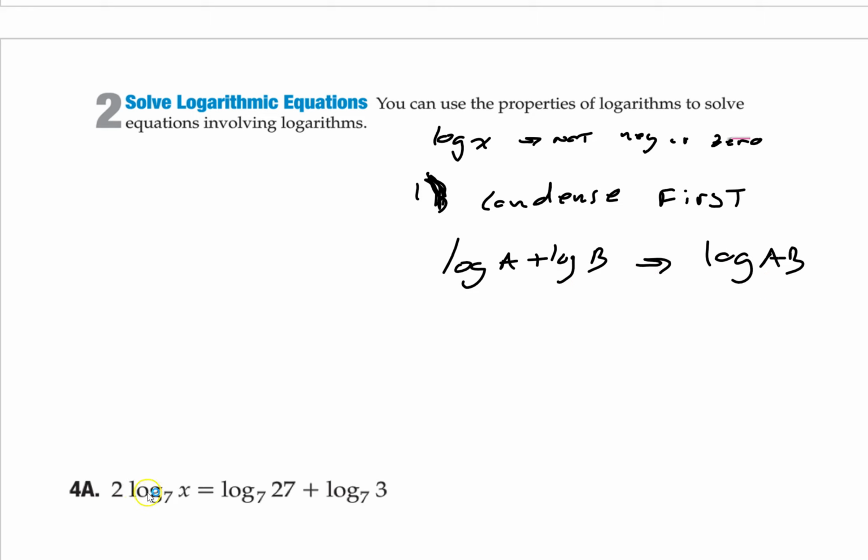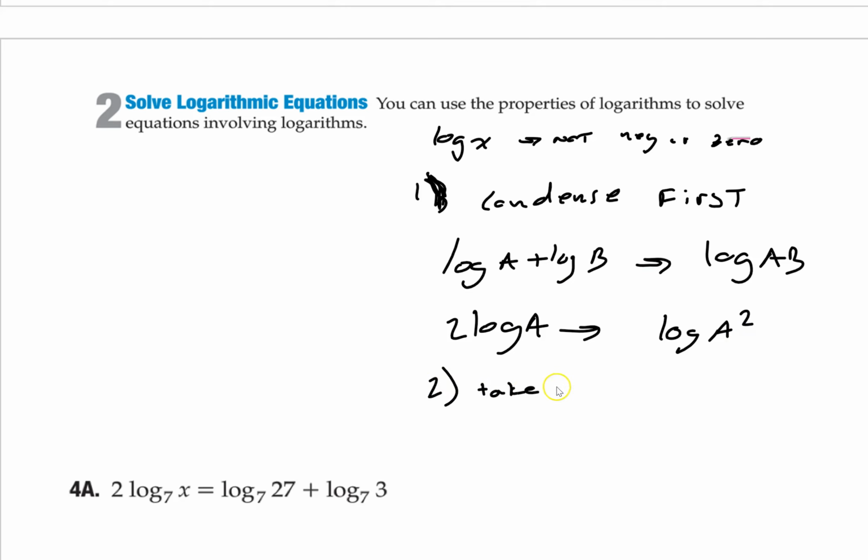Likewise, this 2 here, not condensed. You got to bring that up. So if you have something like this, can't solve it like that. You got to bring the 2 up first. So once you condense, then you can solve it like normal.